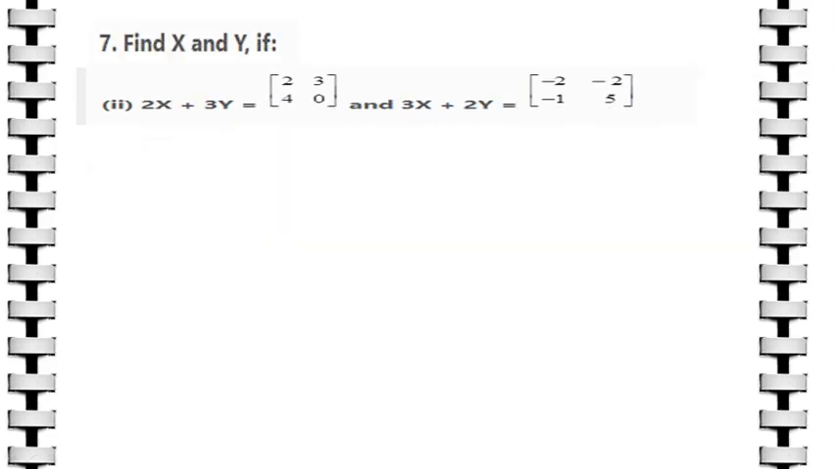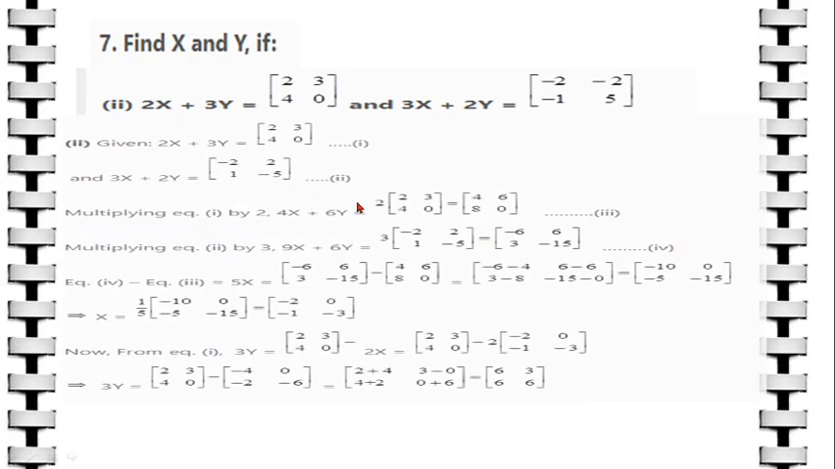Now, next question. We have to find out the value of x and y, where two equations are given. This is nothing but a pair of linear equations in two variables that we already did in class 10th. We all are aware of the elimination method. In the elimination method, we try to make the coefficient of any one variable the same. So here also we have to do the same.